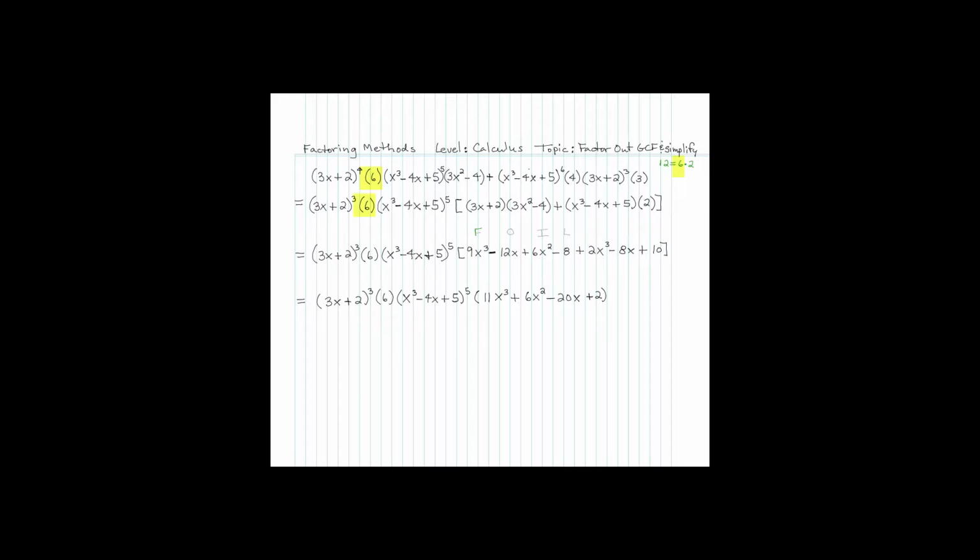And then the next factor we see they have in common is x cubed minus 4x plus 5. The first large product has that to the fifth power, the second large product has that to the sixth. And so they have it in common 5 times. So we're factoring out x cubed minus 4x plus 5 raised to the fifth power. And that's all they have in common.